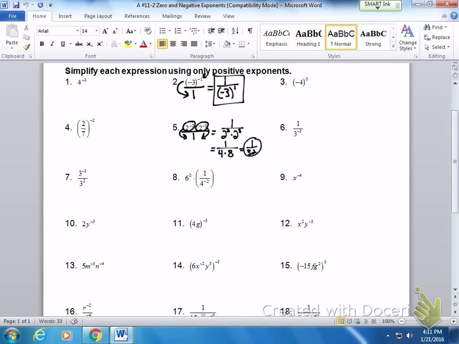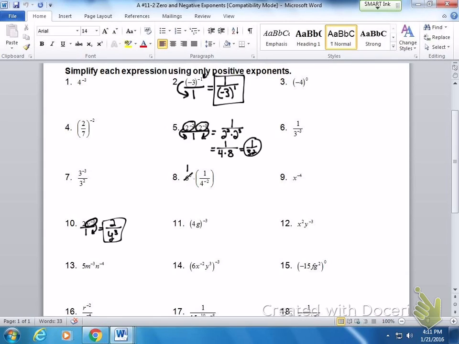On number 8, just remember that anything to the 0 is 1. So it basically takes that part out of the problem. Number 10 is a good one. It has 2y to the negative 3, and that's really a numerator. The 2 is not attached to the thing with the negative exponent, so I'm going to leave the 2 on top and move the y to the third to the bottom, okay?